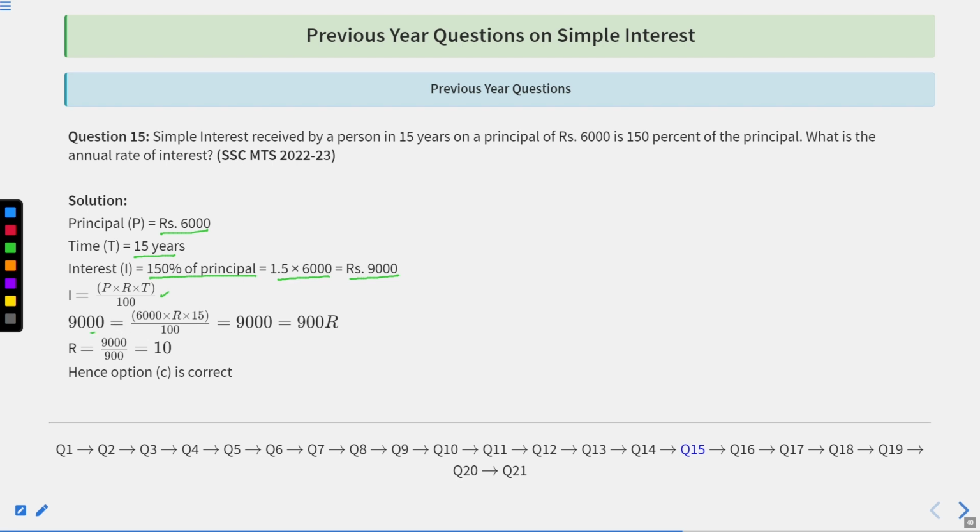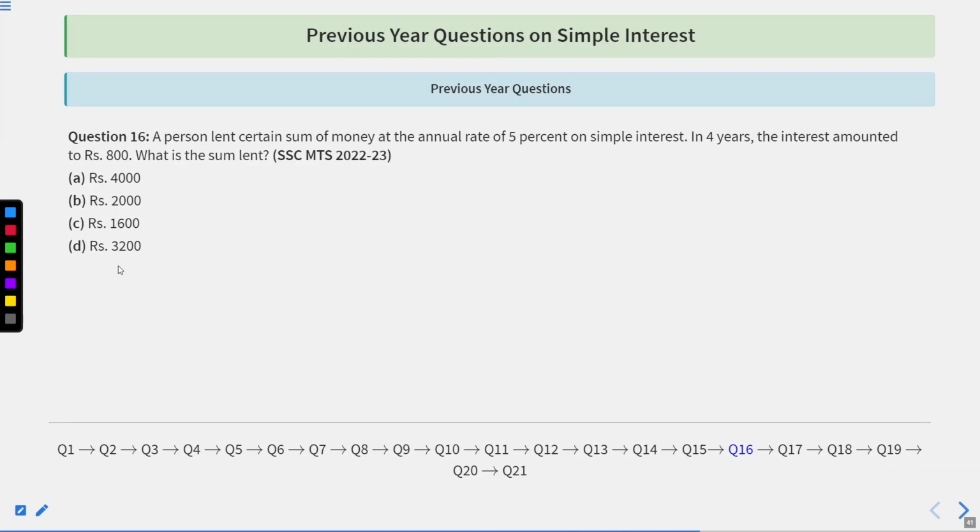So the simple interest is given by principal into rate into time upon 100. So I is equal to 9,000, P is 6,000, R is unknown, time is 15 years, and upon 100, which will be equal to 900 R. So when you simplify this, this and this get cancelled, this goes 10 times. So R is equal to 10%. The correct option here is option C.